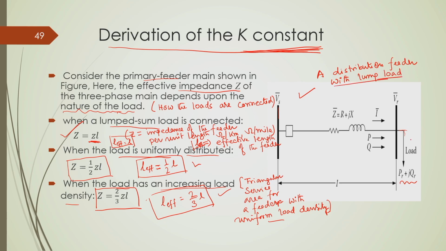Here lump load means loads are concentrated at the end of this feeder. So this is the end of the feeder, where all loads are concentrated or aggregated, and the load demand is represented by Pr plus jQr. The impedance of this feeder is represented by R plus jX. Vs is the voltage at the substation, or voltage at the sending end, and Vr represents the voltage at the load end. I represents the load current, or current drawn by the load.